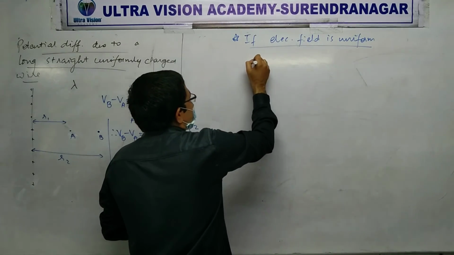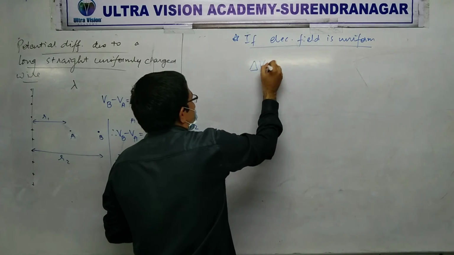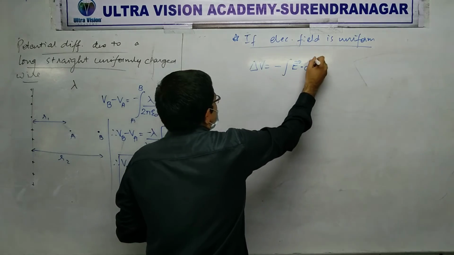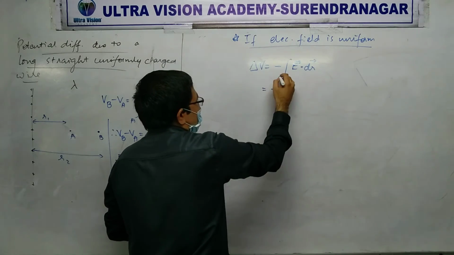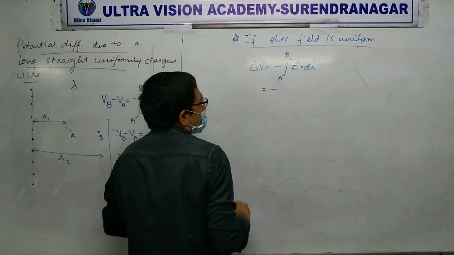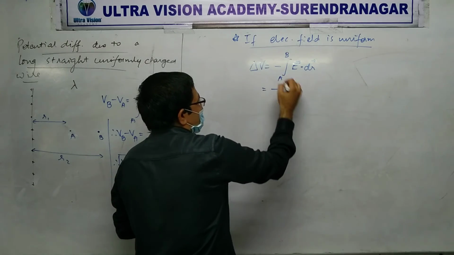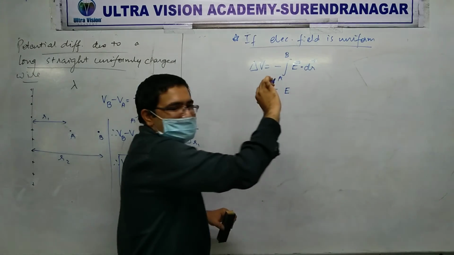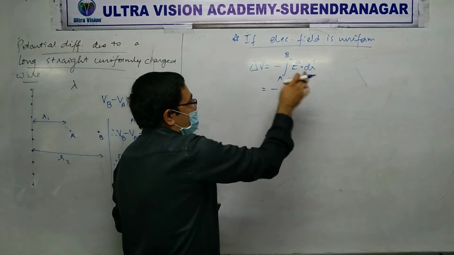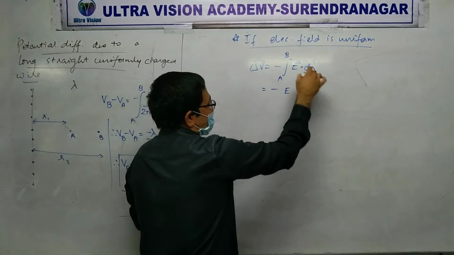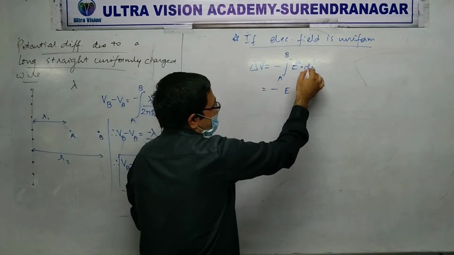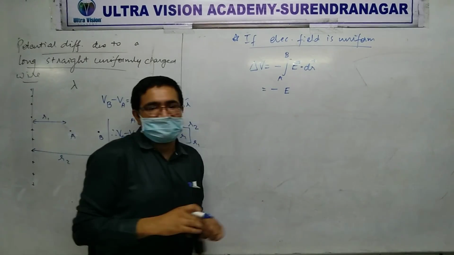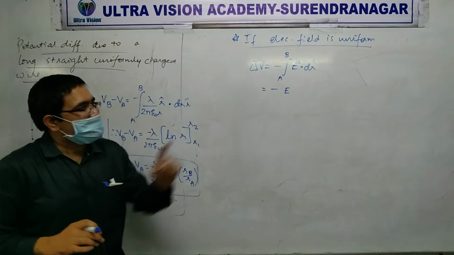Then delta V will be negative integration of E vector dot dr vector, suppose from A to B. If the electric field is uniform, take it outside. If we go in a straight line, cos theta will also be constant and come outside. What remains is the integration of dr, which is r.